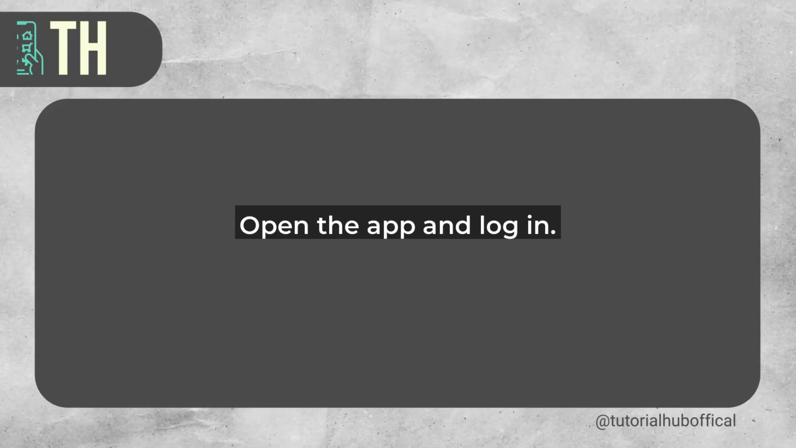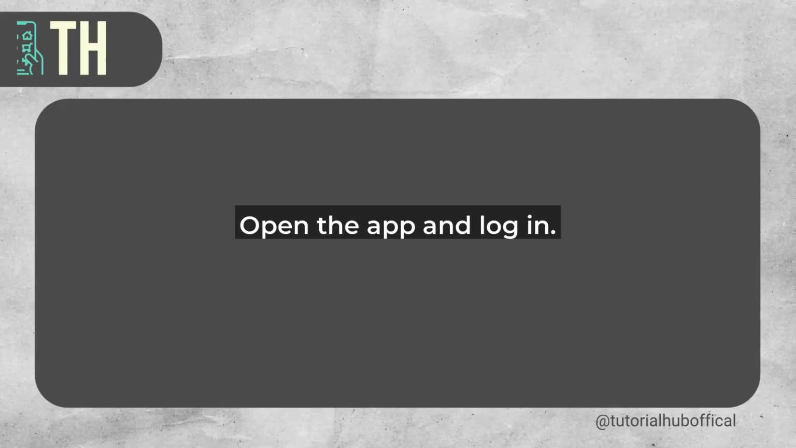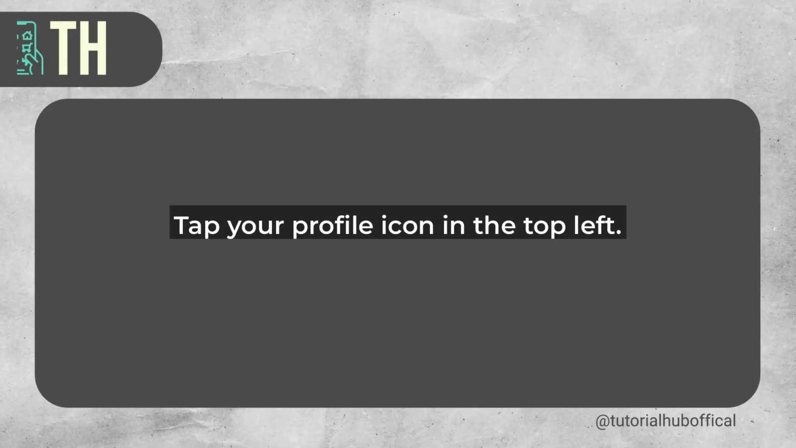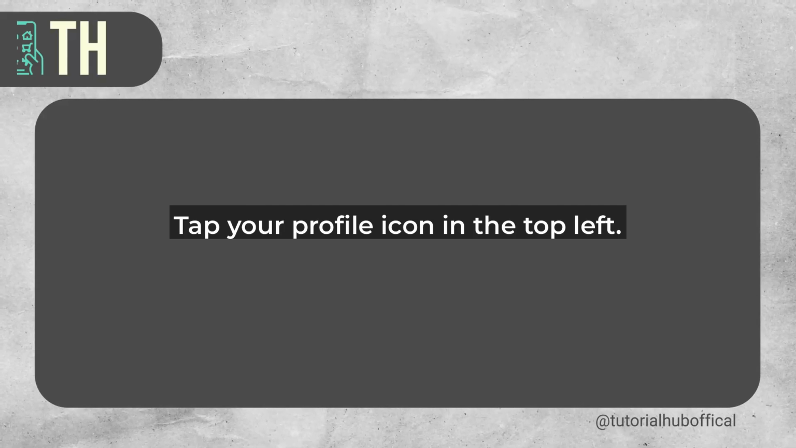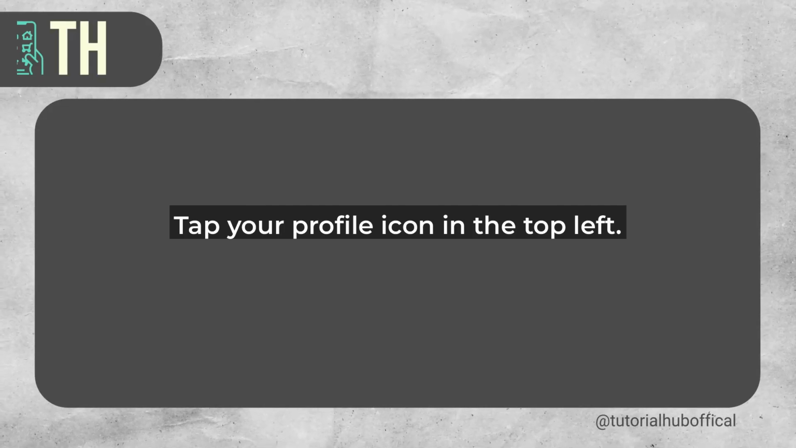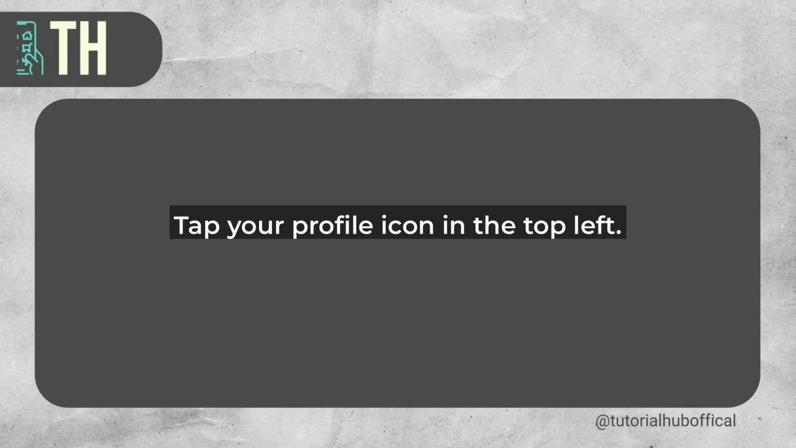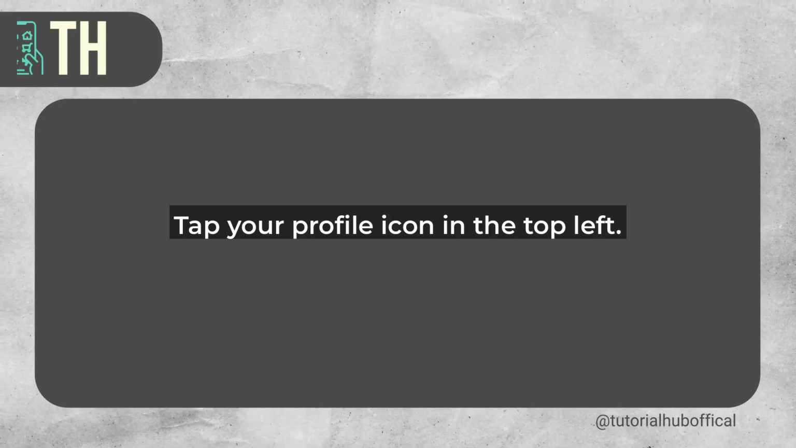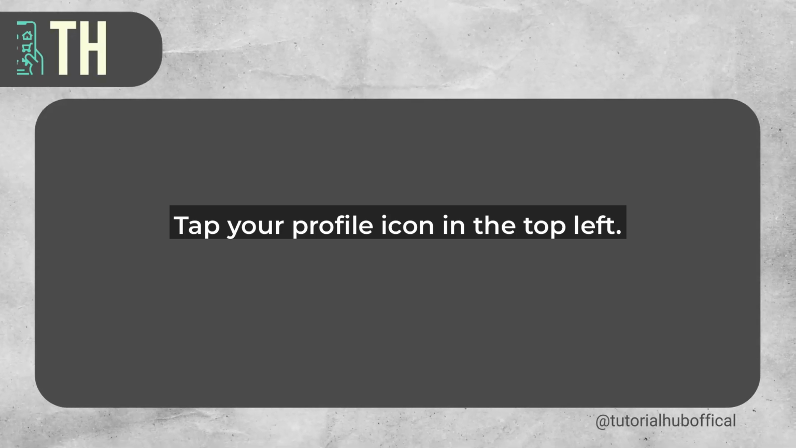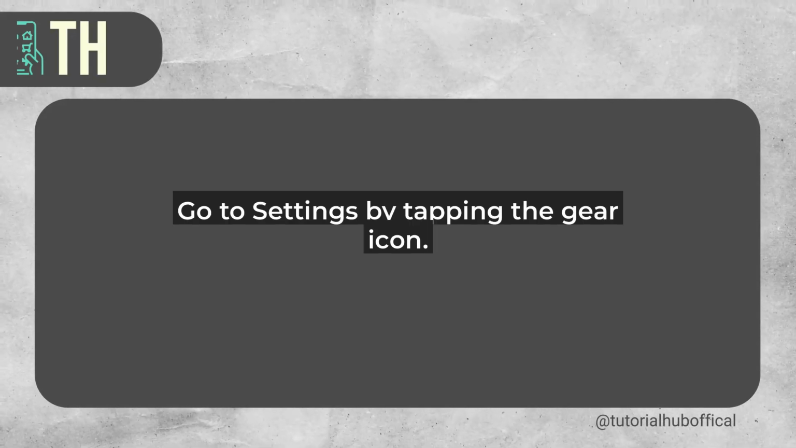Snapchat frequently rolls out updates, and using an outdated app might make things a bit tricky. Once you're good to go, open the Snapchat app on your phone and log in if you haven't already. Step 1. Tap on your profile icon in the top left corner of the screen. This is usually your Bitmoji or avatar. From there, scroll down and hit the gear icon for settings.